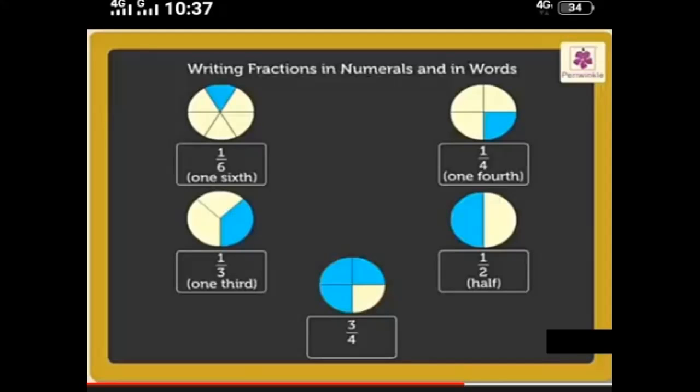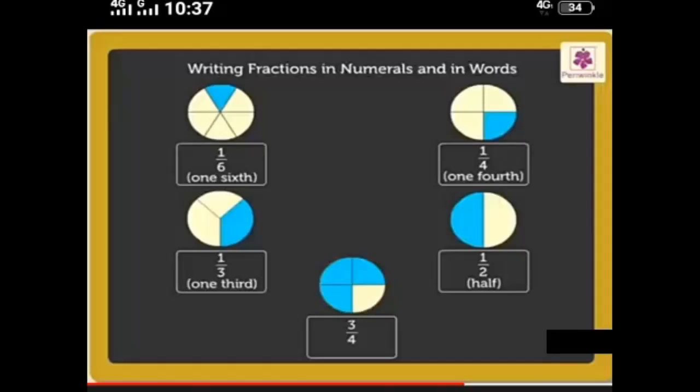Okay. Next one, another circle is cut into 3 equal parts. The fraction is 1 by 3. How do we tell it in words? 1/3.